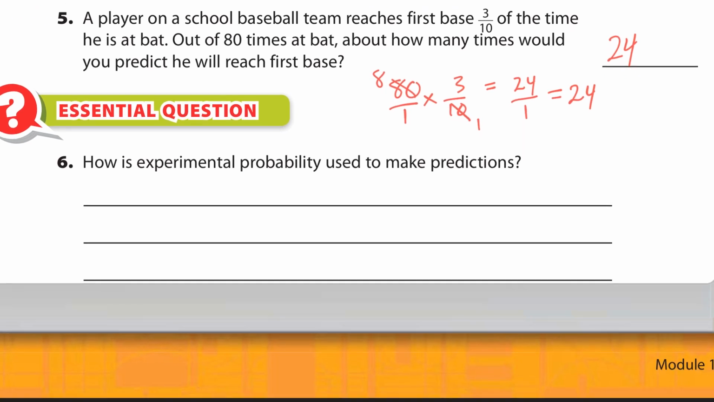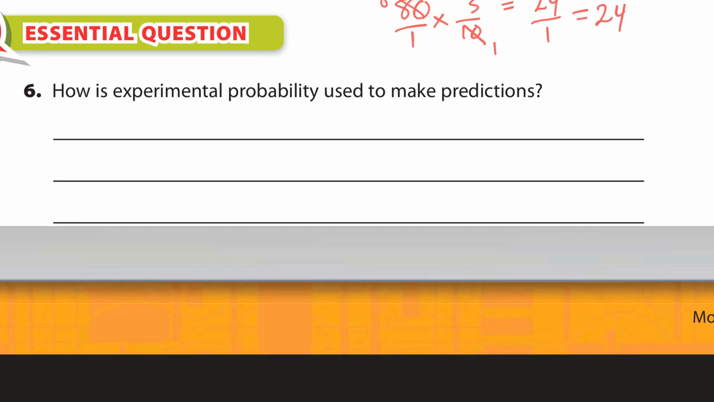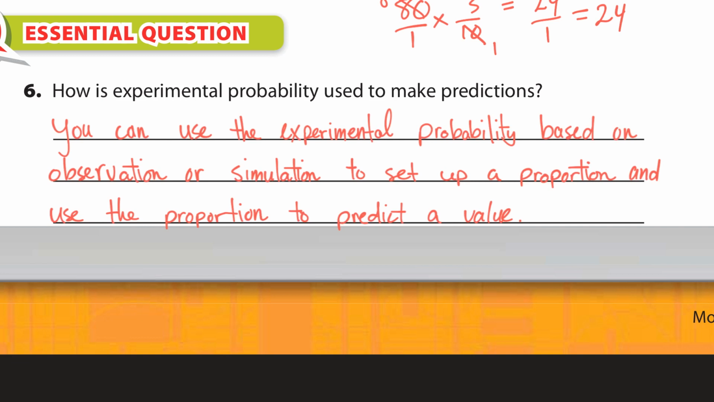Okay. How is probability used to make predictions? And this is what I have for you. You can use the experimental probability based on observation or simulation to set up a proportion and use the proportion to predict a value. Well, that's it.